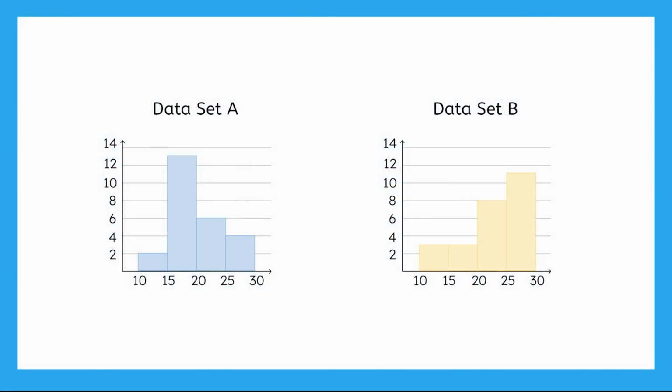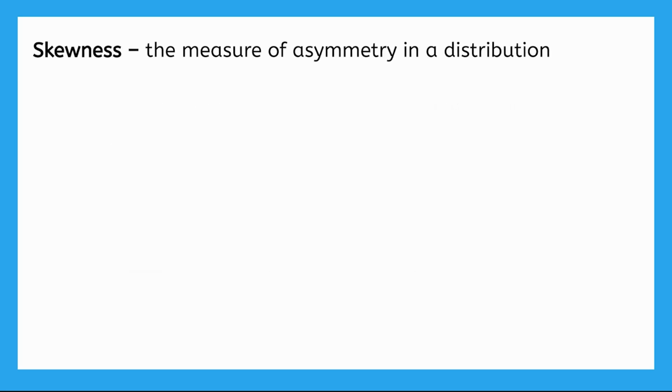Take a look at histograms A and B from the pre-video activity. Are these histograms symmetric? No, these 2 histograms are not symmetric. We can see that the peaks of these 2 histograms are pulled off to one side of the chart. This is called skew. Skewness is the measure of asymmetry in a distribution.